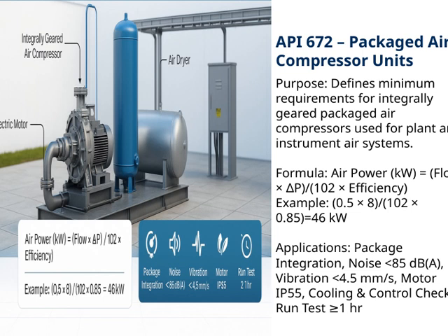For example, if we have a flow of 0.5 cubic meters per second and a pressure difference of 8 bar, with an efficiency of 85%, plugging those into the formula gives us approximately 46 kilowatts of power needed. This calculation helps us size the compressor properly and avoid under- or over-specifying equipment.